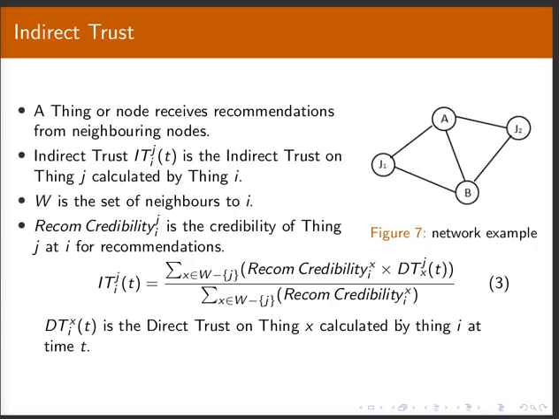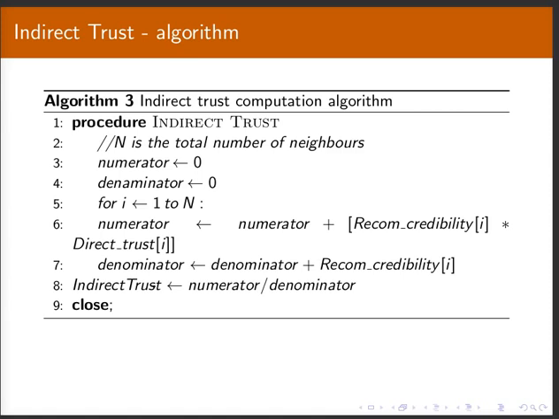Indirect trust is computed based on the weighted average mechanism. Your recommendation credibility is the weight to the direct trust value, and this is the weighted average mechanism. From this we will get the indirect trust value. The computation is simple here.